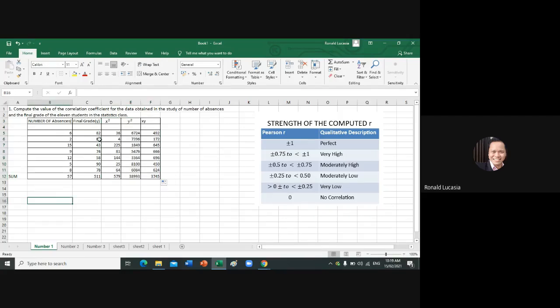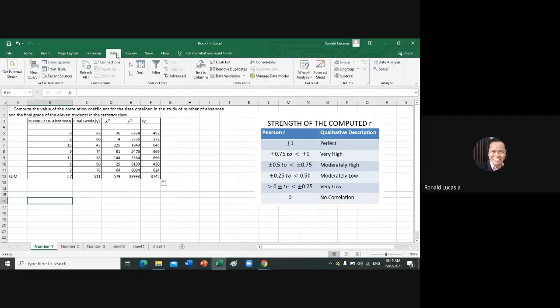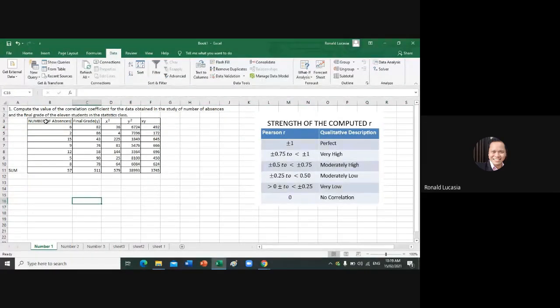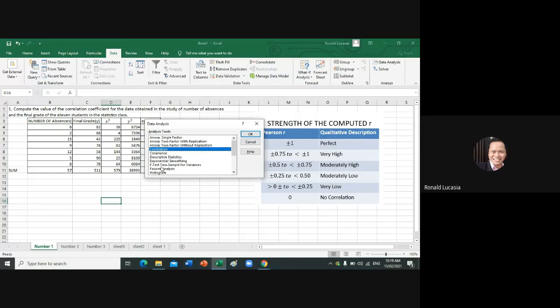So all you have to do is to go for the data. And then we have there the data analysis. This data analysis will compute the Pearson R given only this data. That's the data only. So you click data analysis, you look at the correlation there. Again, the data analysis will be from data.